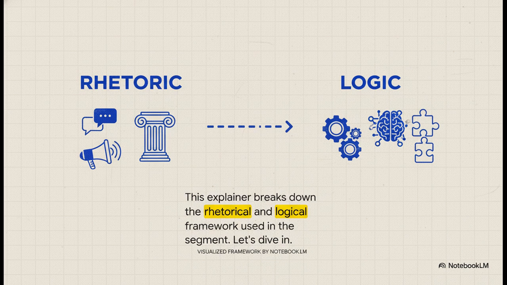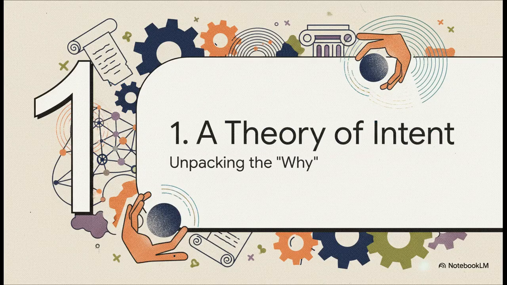Think of it like following breadcrumbs. We'll go from this core theory about why opponents do what they do to the specific examples used as proof, and all the way to the final, really hard-hitting conclusion. First things first, the segment doesn't just jump into events. Before it gets into the what, it lays out a theory for the why. It sets up a philosophical lens for us to look through, one that frames the whole conversation around people's motives and what they intend to do.